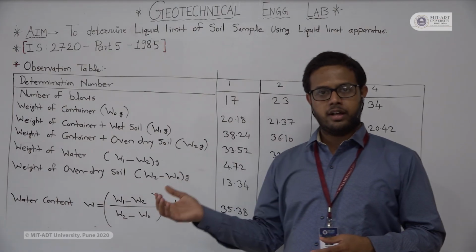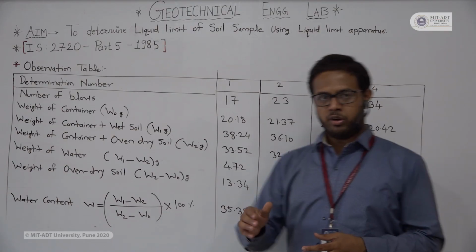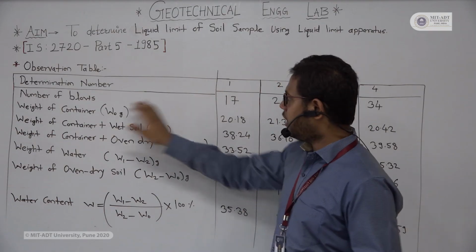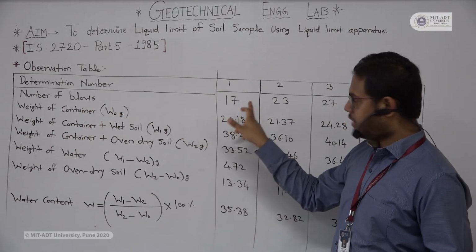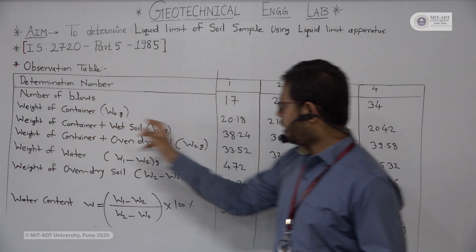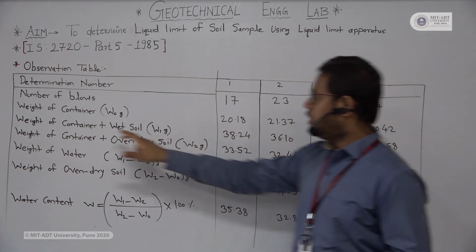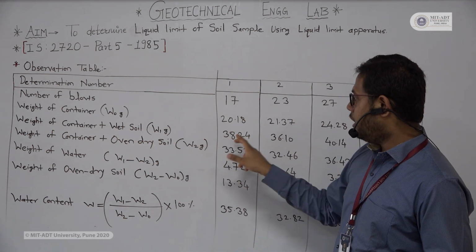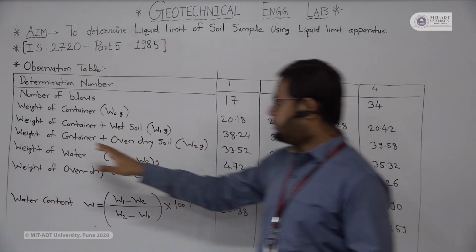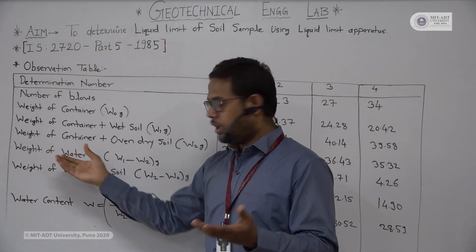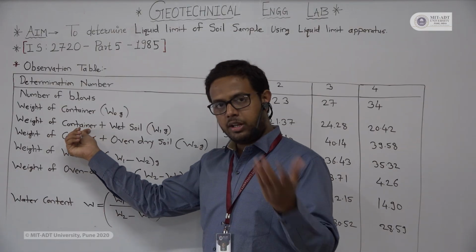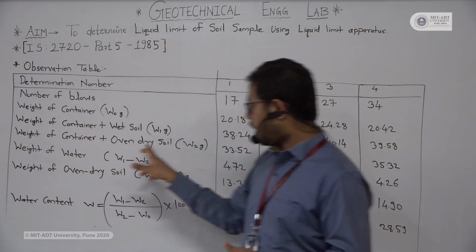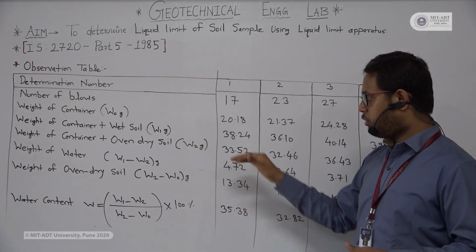Now after performing the experimental procedure, we have found these observation table readings. For the first trial, the number of blows was found to be 17. The weight of the container that I have taken is 20.18. The weight of the container plus soil was found to be 38.24, and after keeping the container in the oven for 24 hours, the reading of the container plus oven dry soil was found to be 33.52. Now this is the observation part.